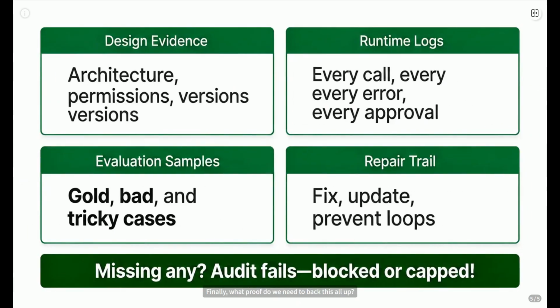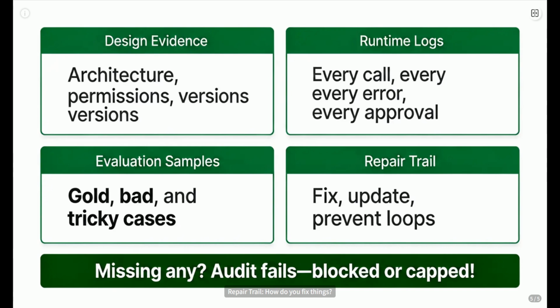Finally, what proof do we need to back this all up? Your audit evidence package must cover 5 critical areas. Design evidence: show the blueprints, architecture, versions of models, prompts, tools, permissions. Runtime logs: the actual action logs, every request, tool call, retrieval, output, error, approval, kill signal, recovery action. Evaluation samples: test cases, golden standard examples, tricky negative ones, adversarial inputs, expert reviews.